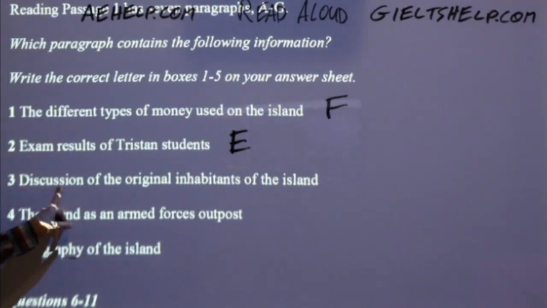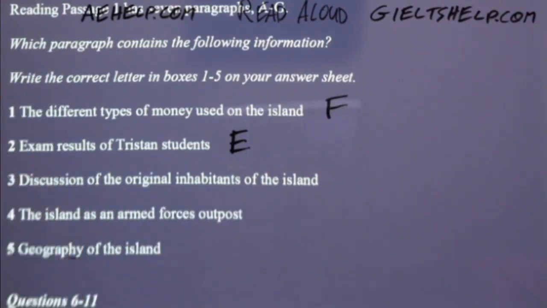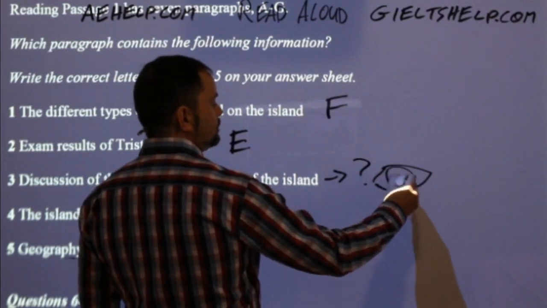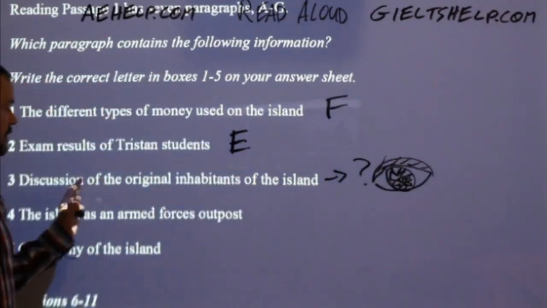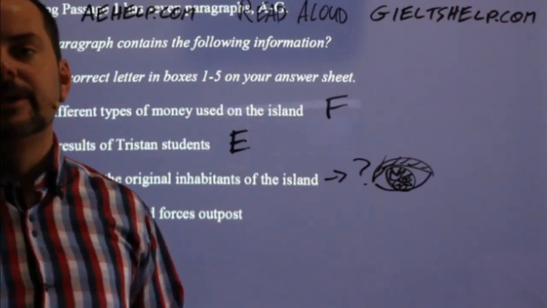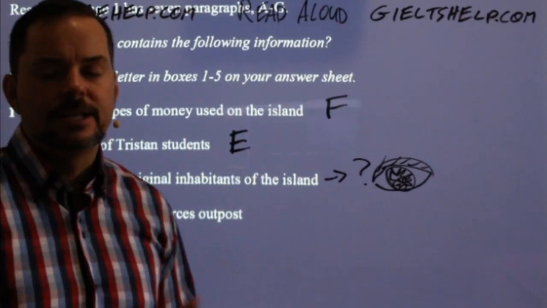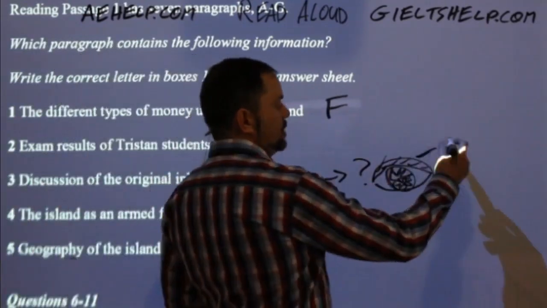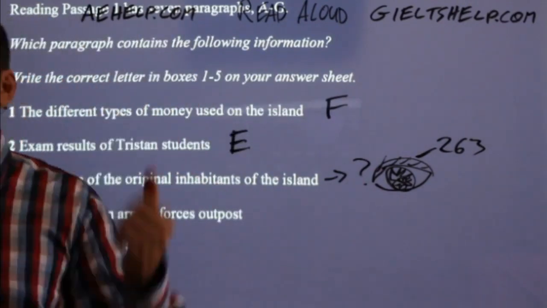Number 3, discussion of the original inhabitants of the island. What comes to mind? So what did you see when you were thinking about these original inhabitants? I know I had a really clear picture, at least a clear number in my head. Anybody remember that specific number? Yeah, so Hassan says it was something around 206. You said 262. I think it was 263, but who knows? They're in the 260s, yeah. Roshni says 236. It's fine.